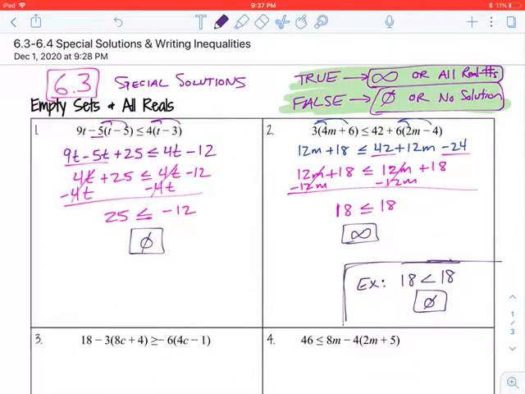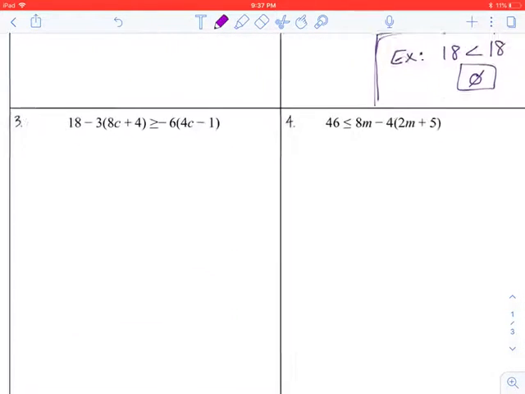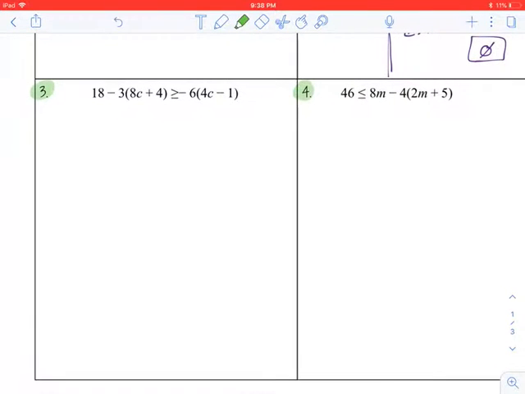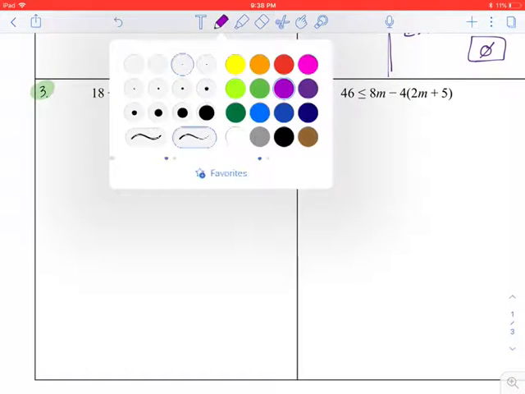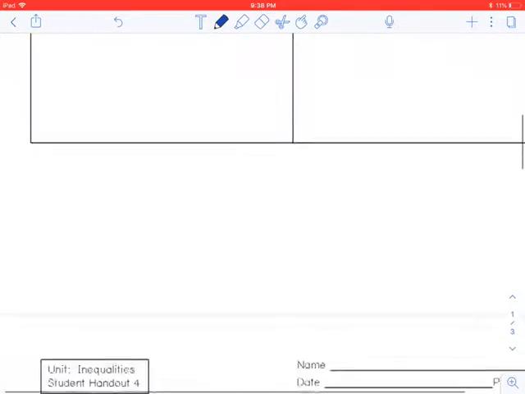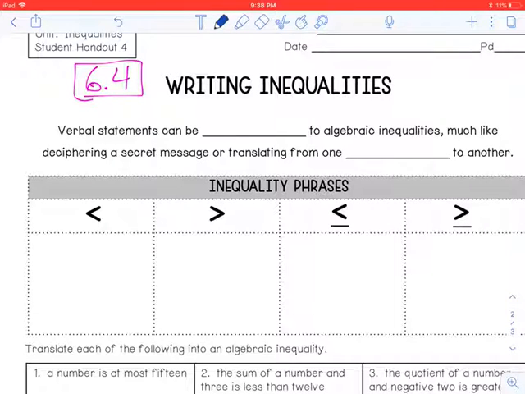I want you to go ahead and try these two. Go ahead and write those two down. You can pause the video real quick if you need to write those down. Try those on your own, either right now or after we're done. So the next section, we're writing inequalities.